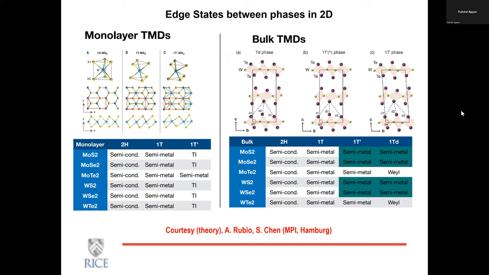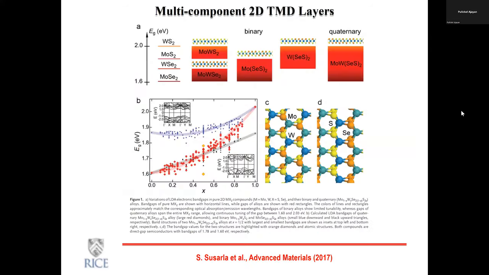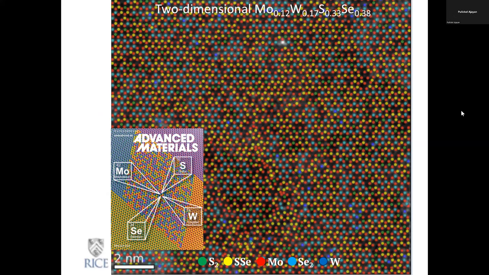Suggesting that if you can surround some of these trivial phases with topological phases, then you can get some very interesting behavior. And finally, we can also make alloys of these. You can introduce more components. You can make structures like this, where you have multiple components distributed uniformly throughout the lattice. And again, these are fascinating materials.